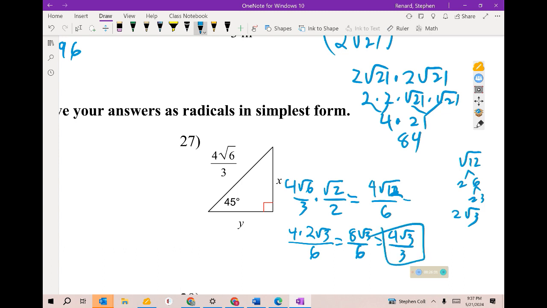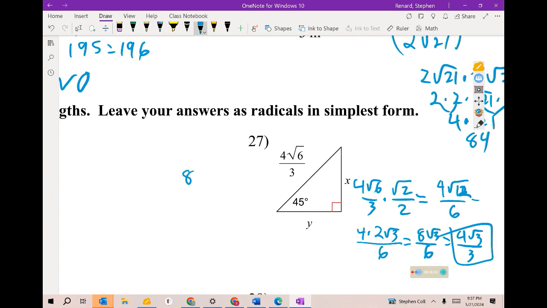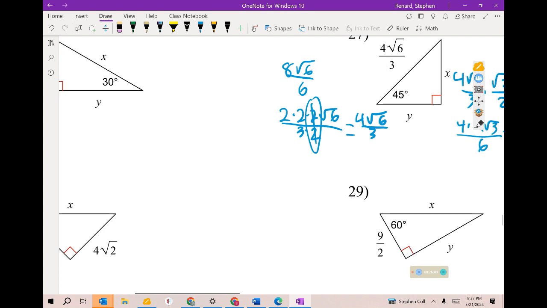Now when I say pull a 2 out of each one of those, this is what I mean. If I have 8 radical 6 over 6, I can write this as 2 times 2 times 2 times the square root of 6 over 3 times 2. Notice that I have a pair of 2's there. So when I say I can pull a 2 out, that's what I mean. 2 divided by 2 is 1. 1 times anything is itself. So then I just multiply across. 2 times 2 times the square root of 6, 4 radical 6. On the bottom, it's just 3 times 1. So we get 3. Note, sometimes if everything cancels out, that just leaves you with a 1.